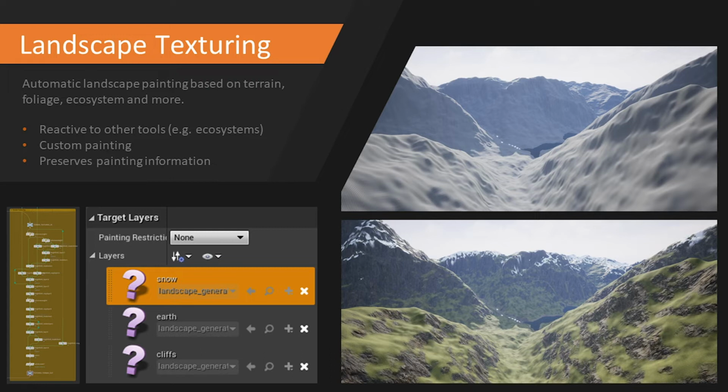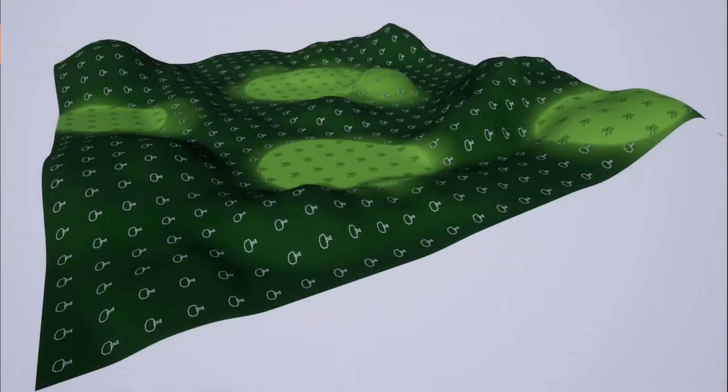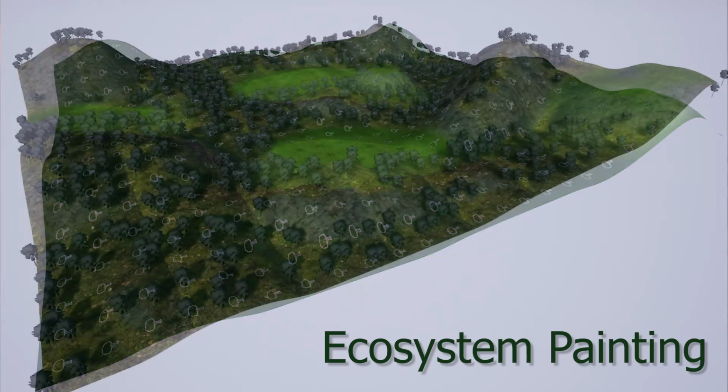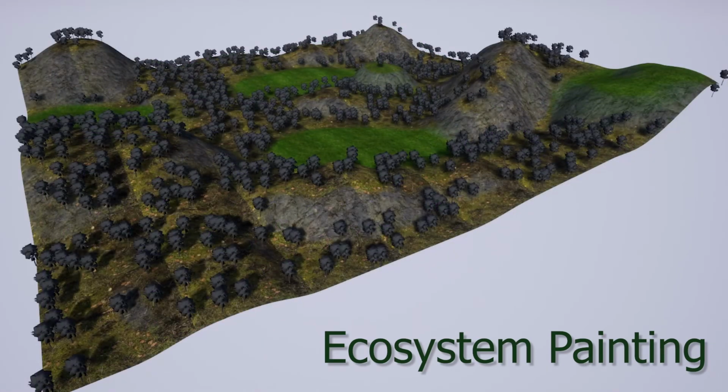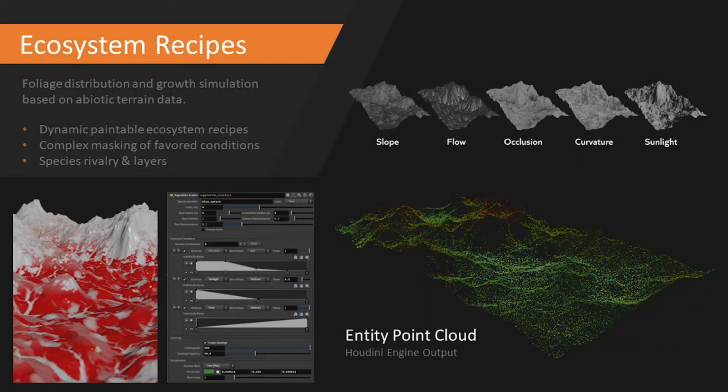It's possible to either generate from scratch or paint custom information on top and preserve it as much as possible when you're rerunning it. The way you decide a set of processing rules per individual area is through ecosystem painting. This can be done in the engine, and ecosystem rules can be intuitively created in Houdini by artists. These ecosystem recipes drive not only texturing, but foliage growth as well.